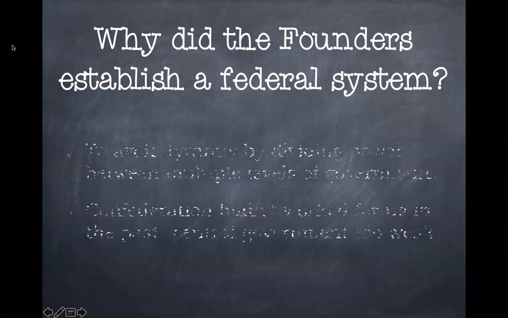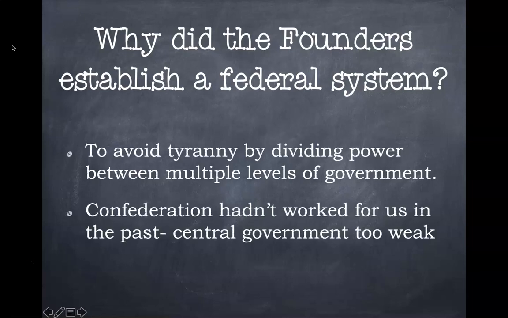Why did the founders establish a federal system? The main reason that they wanted to establish a federal system of government was to avoid tyranny. Remember, I told you that word tyranny. If you think of the word tyrant, a tyrant is somebody who abuses their power. You almost may think of someone who is not doing the right thing. They're abusing their power. They could be taking advantage of people. They could be taking money, things like that. So tyranny is not good. Tyranny is also overstepping of their power, abuse of power.